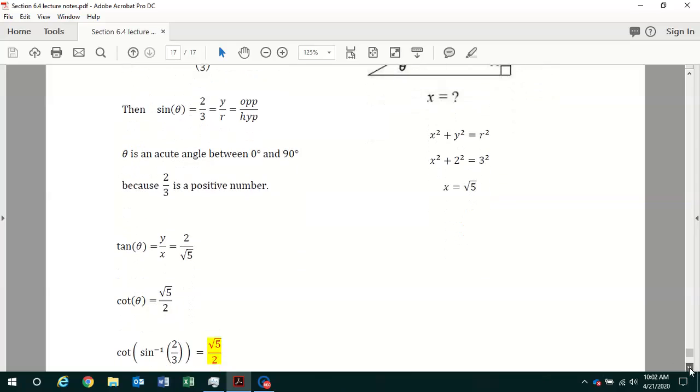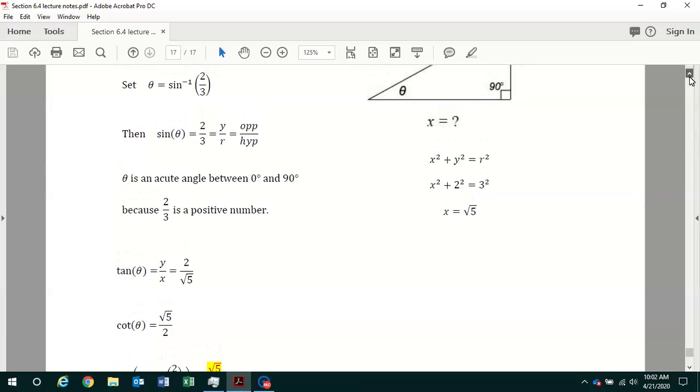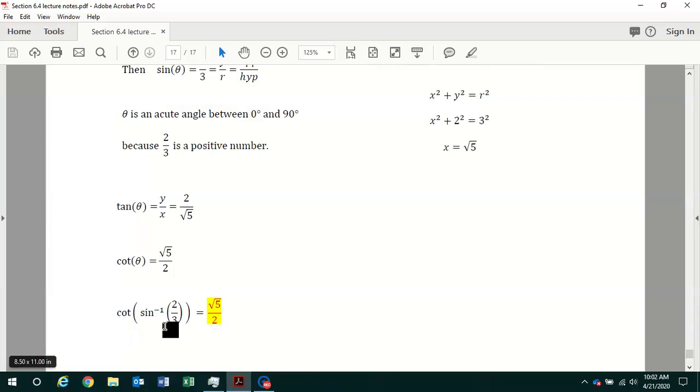Well, cotangent is the reciprocal of tangent. So if tangent of theta is equal to 2 over the square root of 5, then the cotangent of theta is the reciprocal of this fraction, which is square root of 5 over 2. Well, theta is equal to the inverse sine of 2/3. So we can replace theta down here with inverse sine of 2/3, and we have the cotangent of the inverse sine of 2/3 is equal to the square root of 5 over 2.